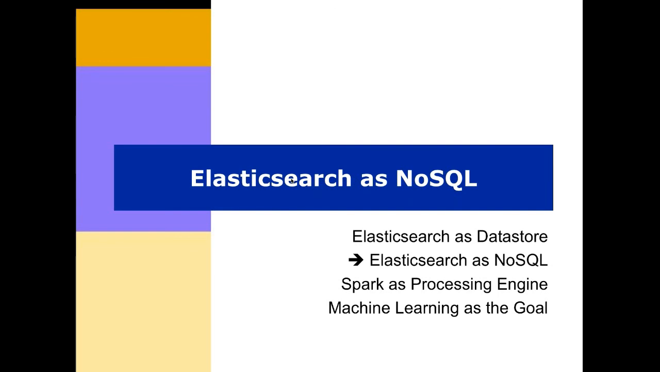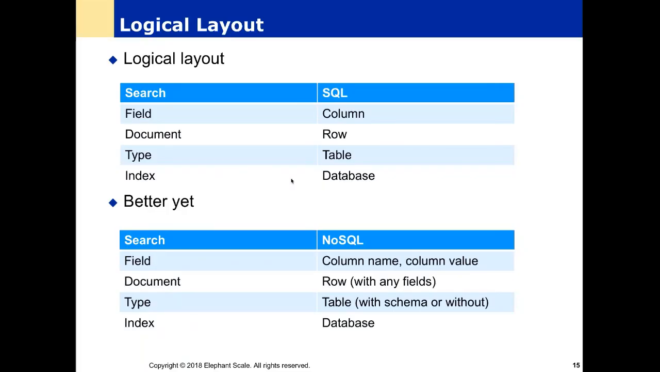But let's continue. So we said Elasticsearch is a data store, but it is also NoSQL. How is that? That is because it uses essentially the same format to store the data. If I draw up a comparison, like here on the top, when you store a document in a search engine, you also store essentially a record. That will be right here, document. The document in the search parlance is the same as the row in SQL.